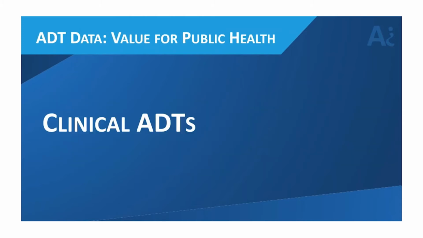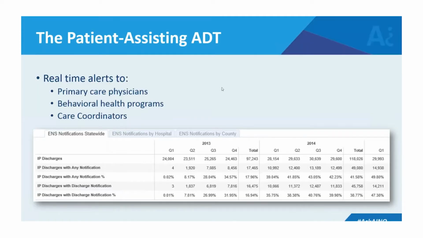So how are ADTs used in medicine? This is important to get to public health because it's the base of understanding how ADTs can be used. I'm calling this the Patient-Assisting ADT, but really, it's the same ADT. It just can be used for all these different functions. As I was saying before, ADTs can provide real-time alerts to primary care physicians, behavioral health programs, and care coordinators so that they know where their patients are.